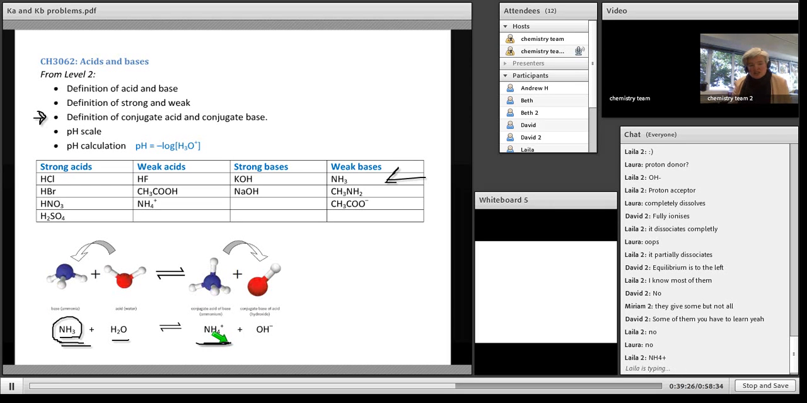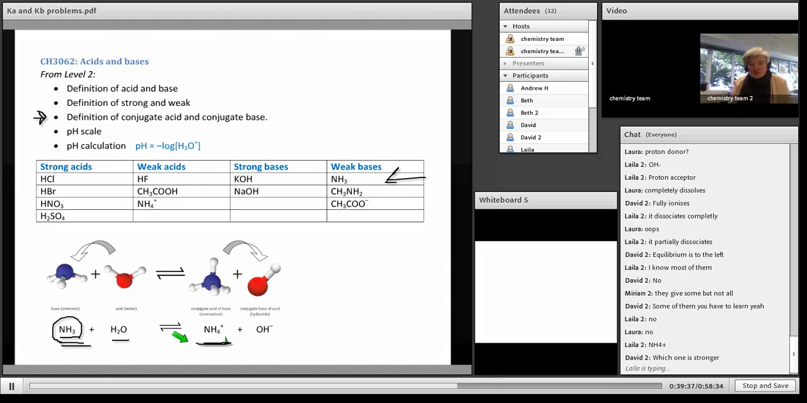And can you see the difference between NH3 and NH4 plus? It's an added H plus, and H plus is just simply a proton. So if it's accepted a proton, it's formed NH4 plus. Can you see that NH4 plus can lose that proton to form NH3 again?